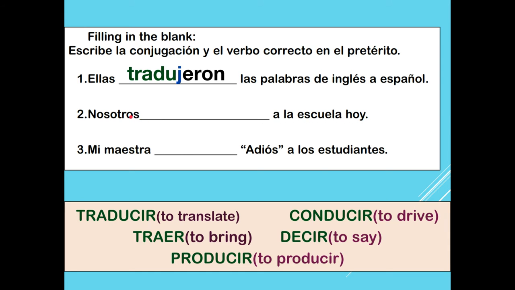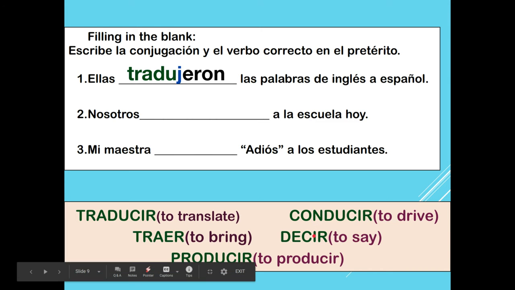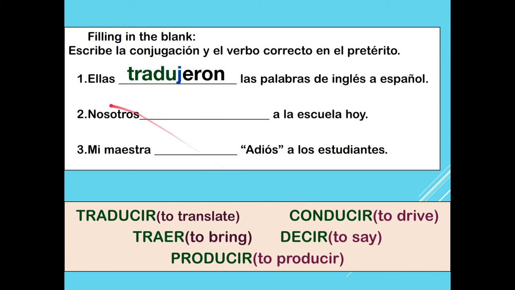So, nosotros to the school today. ¿Qué es lógico? Nosotros traducir a la escuela hoy, nosotros conducir a la escuela hoy, nosotros decir a la escuela hoy, nosotros traer a la escuela hoy, nosotros producir. So, lo lógico es nosotros conducir, bien, a la escuela. Y necesitan conjugar el verbo con nosotros, right? Nosotros condujimos a la escuela hoy. We drove to school today.